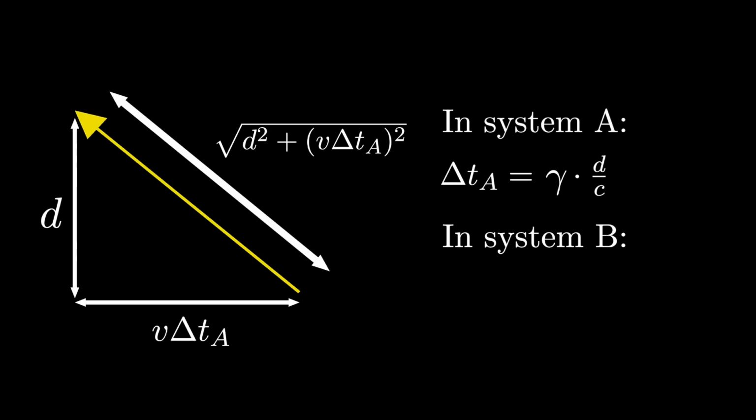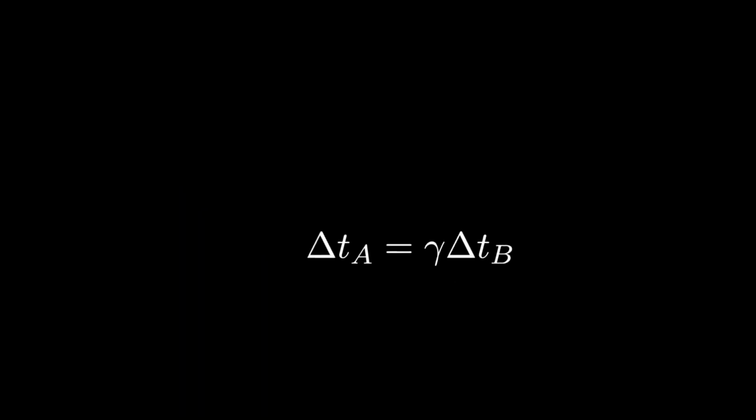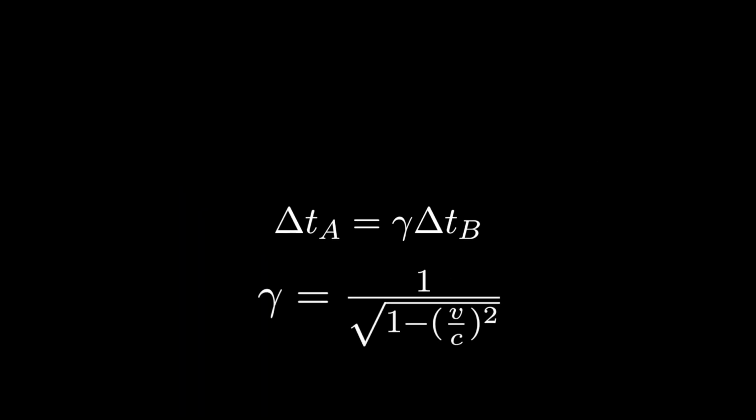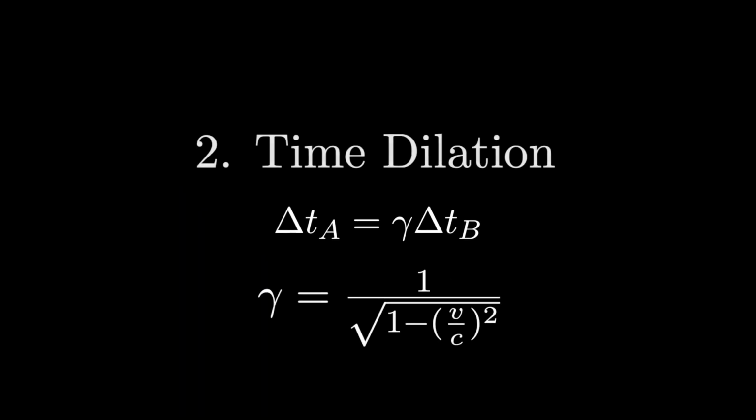Therefore, the time between 2 ticks can easily be calculated to be the distance d over the speed of light, c. When comparing the two expressions, we see that the time interval in system A is scaled by the gamma factor. That is called time dilation.